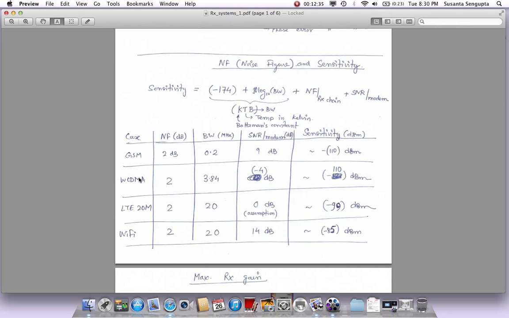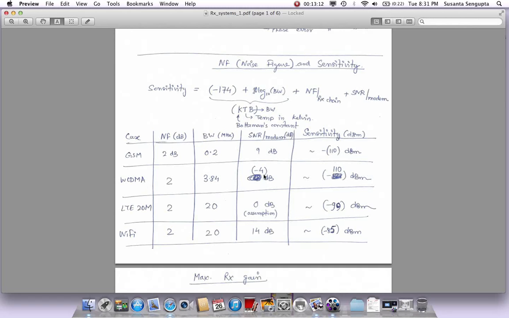Now if you go to WCDMA, again we have all those values. Now the SNR: for WCDMA, LTE and Wi-Fi, the information is not received in a single carrier. It's a multi-carrier modulation, like OFDM, orthogonal frequency division multiplexing. So the information is not carried in a single carrier, but it has a lot of sub-carriers which carry it together, and I think I have some pictures later on to explain this more. But there, many of these systems can actually work for 0 dB SNR or even negative SNR.